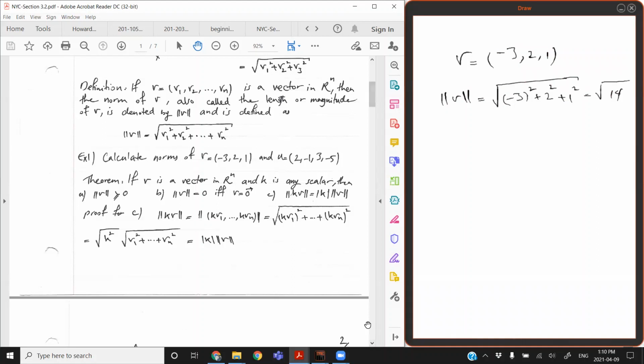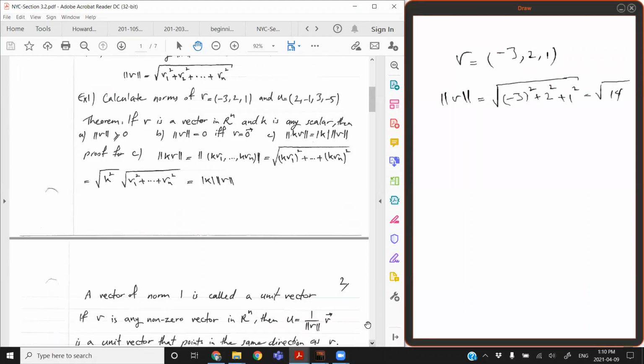Okay, so now that we defined norm, let's look at some properties of norm. If v is a vector in Rn and k is any scalar, so k could be any scalar, positive, negative, 0, any real number, then part A of the theorem says that norm of v is greater than or equal to 0. This basically comes directly from the definition. If you look at the definition here, norm of v is the square root of some non-negative value.